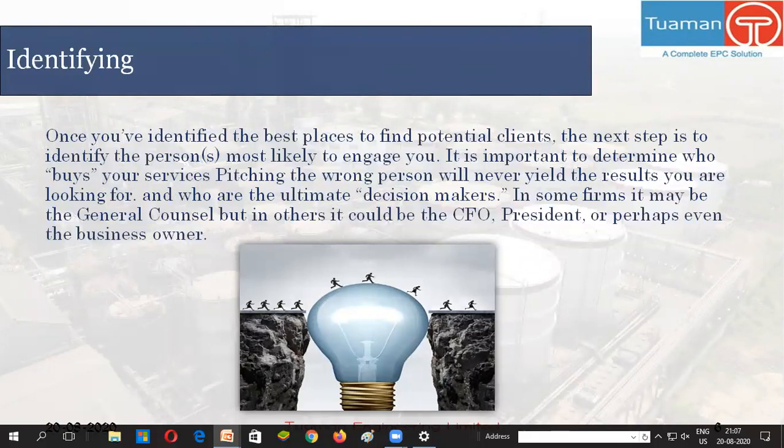Identifying: once you have identified the best place to find potential clients, the next step is identifying the person most likely to engage you. It is important to determine who buys your service. Reaching the wrong person will never yield the result you are looking for. And who is the ultimate decision maker? In some firms, it may be the general counsel, but in others it could be the CFO, president, or perhaps the business owner.